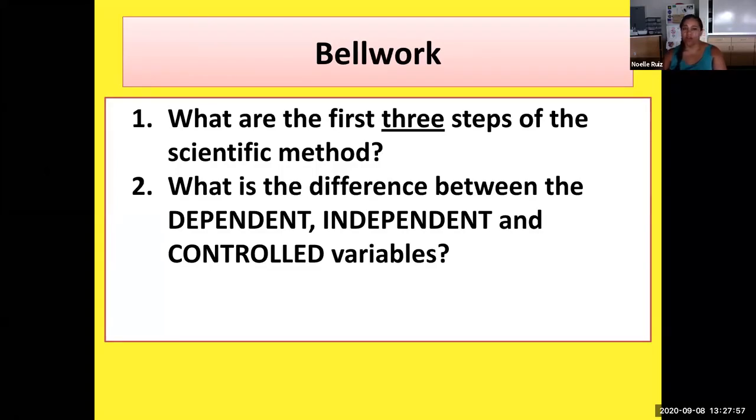So what are the first 3 steps of the scientific method? We went over them for the last 3 weeks, 1 step per week. Put it in the chat box, or you can unmute yourself and tell me. I know somebody knows it. What are the first 3 steps? What's step 1?